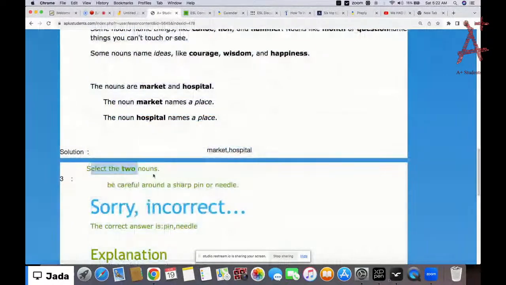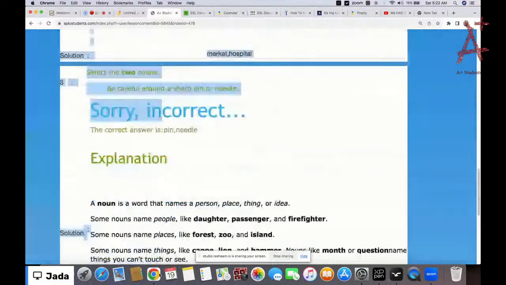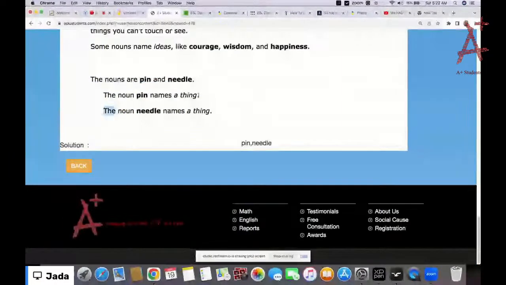Select the two nouns. Be careful around a sharp pin or needle. So you need to be careful around the sharp pin or needle, and you need to select the two nouns. So it says pin and needle, right? Because they are both things. Pin is a thing and needle is a thing.